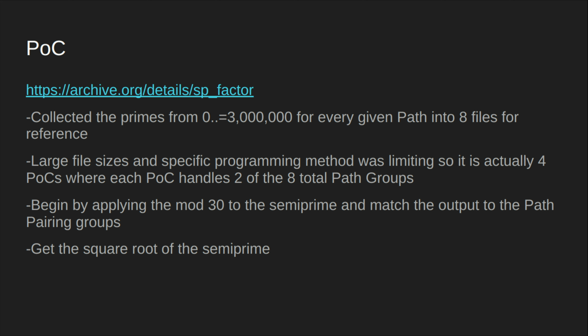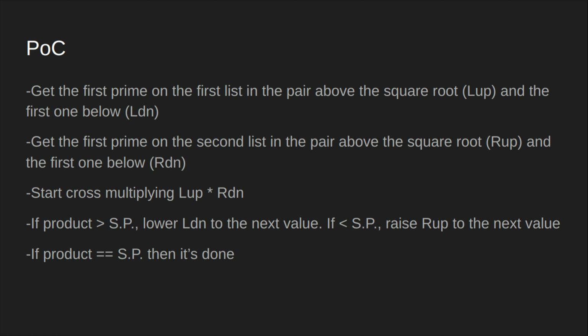We begin by applying the mod 30 function to the semi-prime and match the output to the path pairing groups. We then get the square root of the semi-prime. We get the first prime on the first list that is just above our square root, and then the first one below it. In this case, L up and L down, meaning left. Then we'll get the first prime on the second list just above the square root, and the first one below, R up and R down.